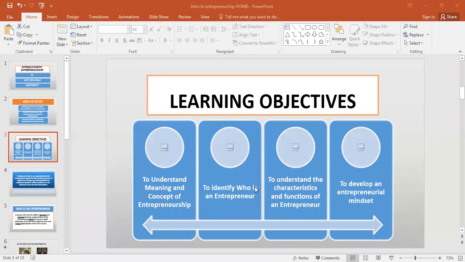Now, when you hear the word entrepreneur, what comes to your mind? You can unmute, introduce yourself, and give me the answer, or you can drop it in the chat box. When you hear the word entrepreneur, what comes to your mind? Who goes first? You can use the chat box, or you can also unmute and talk.